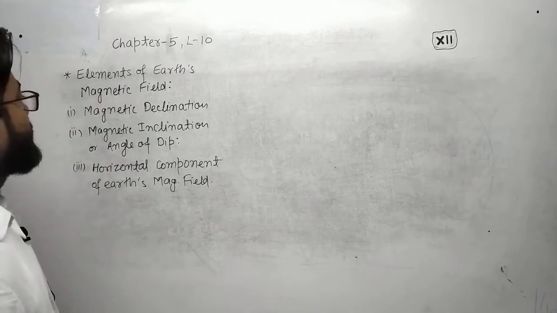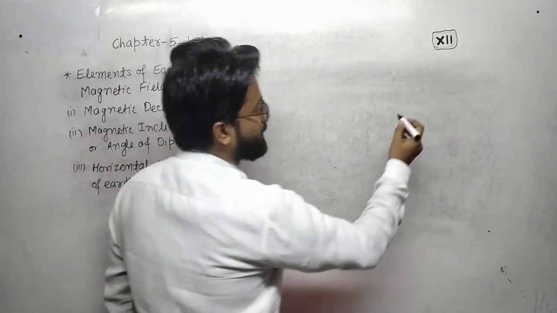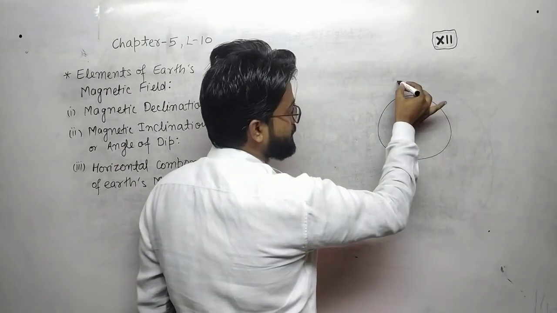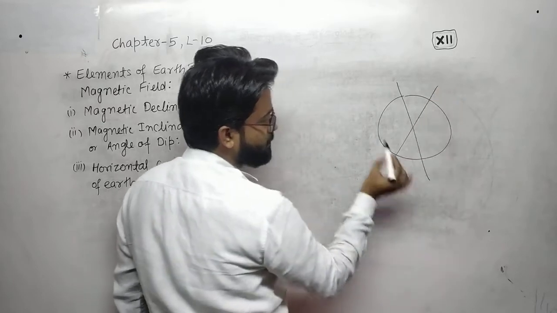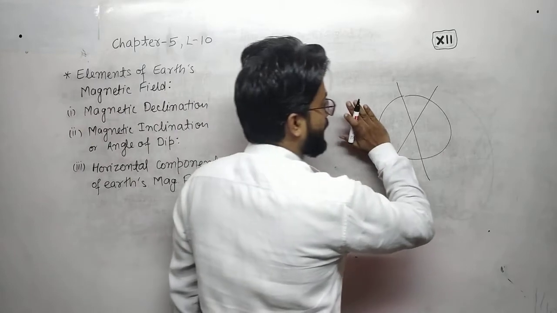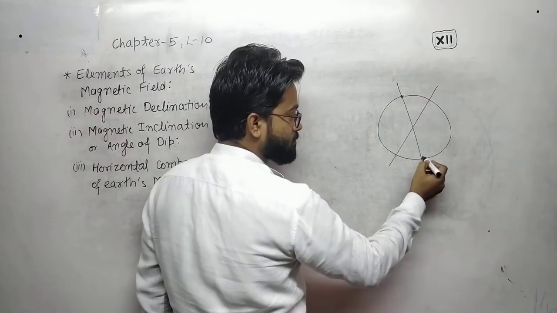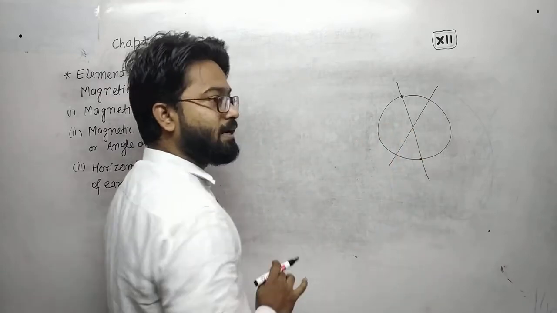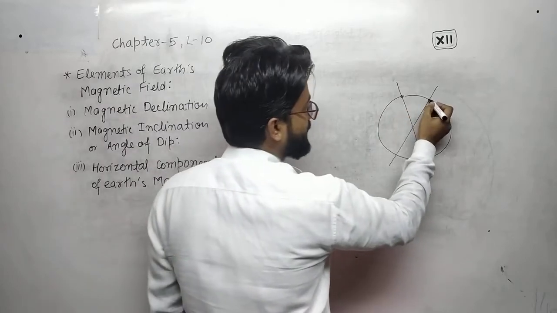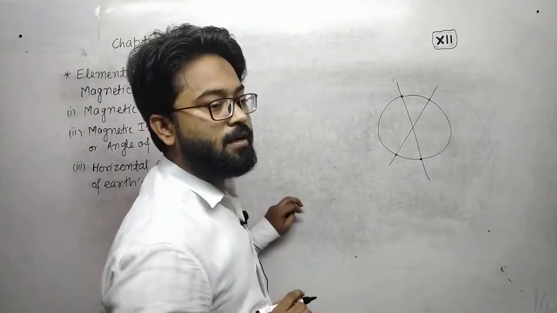Now, the elements of Earth's magnetic field. First, that is magnetic declination. We know that if this is Earth, this is the magnetic axis, and this is the geographic axis. Planes passing through the magnetic axis or magnetic poles are called magnetic meridians, and planes passing through the geographical poles are called geographic meridians.